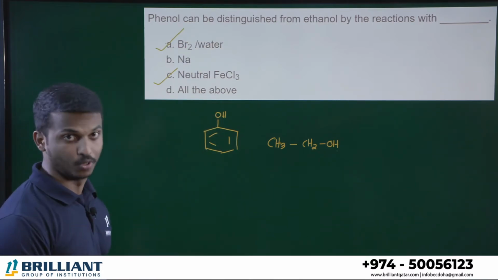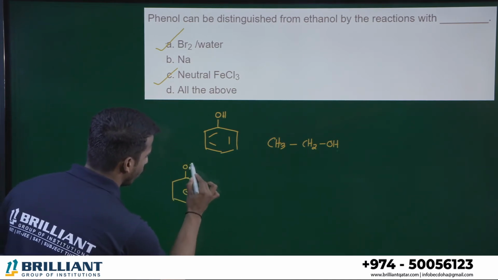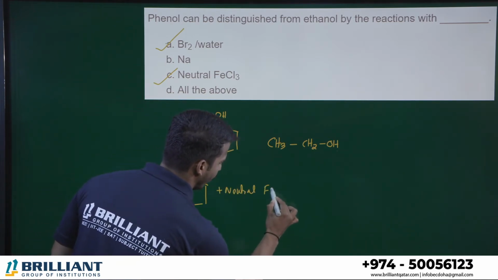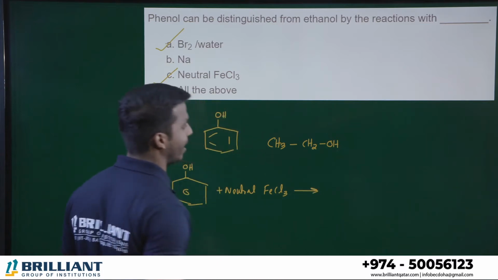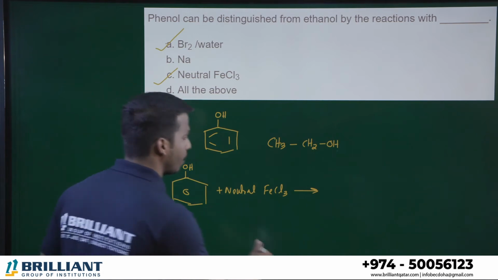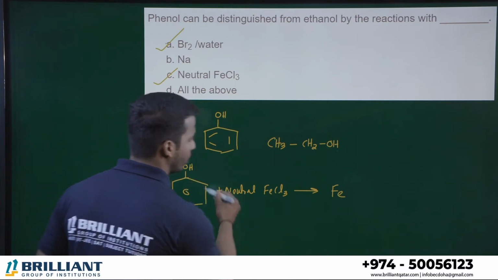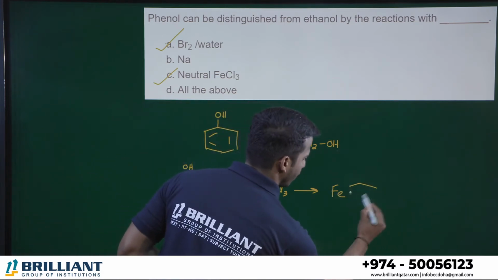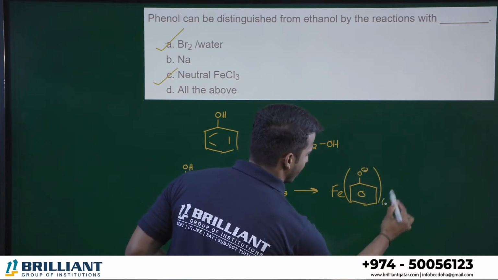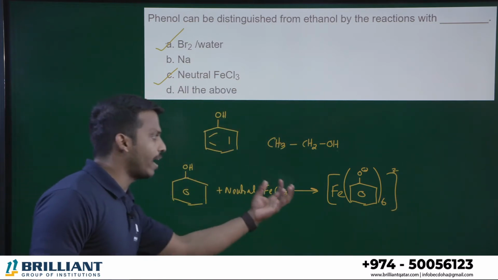Here two answers are possible. You know, phenol, when it is treated with neutral ferric chloride, neutral FeCl3, will form a violet colored complex. What is a complex? Fe3+ is there, right? Fe3+ will combine with which one? The phenoxide ion, six times, and balancing the reaction, it will get 3 minus like that. This is the violet colored complex.